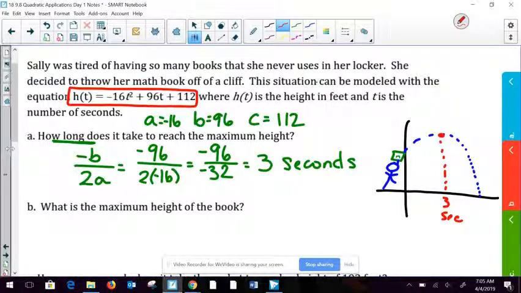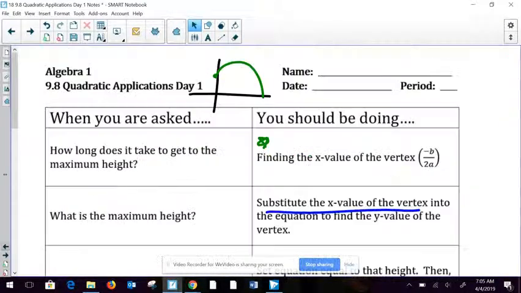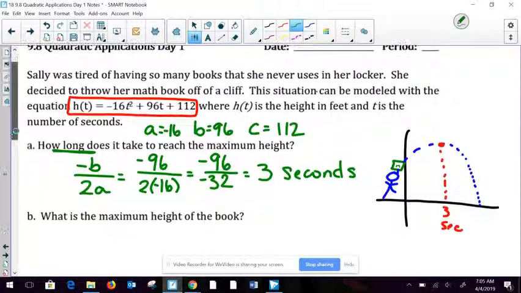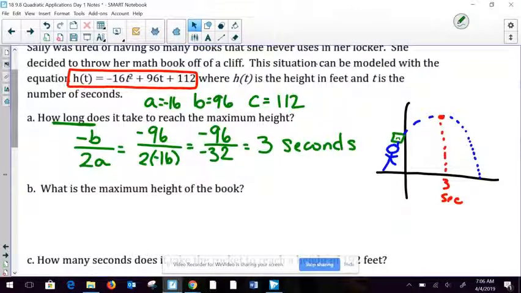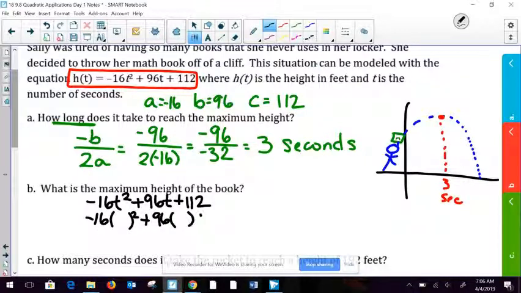Now, the next question we want to know is, what is the height of that book after 3 seconds? So it says, what is the maximum height? Well, that's where you substitute the x value in. So if we go back here, we're going to take that 3 and substitute it into our equation. Our original equation is negative 16t squared plus 96t plus 112. Everywhere we see a t, we're going to put a 3 in for it. Kind of like when you had to do the graphing.